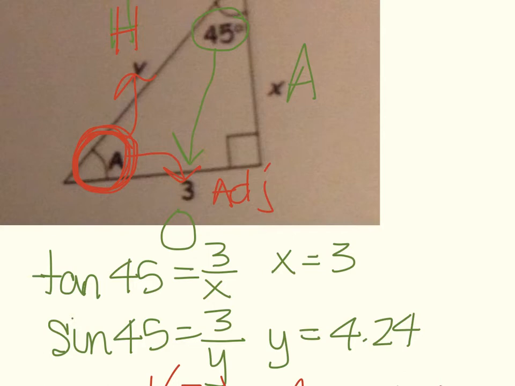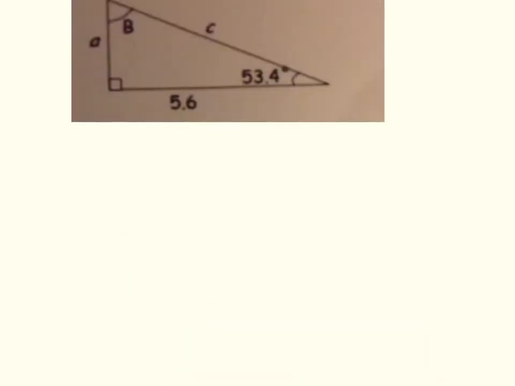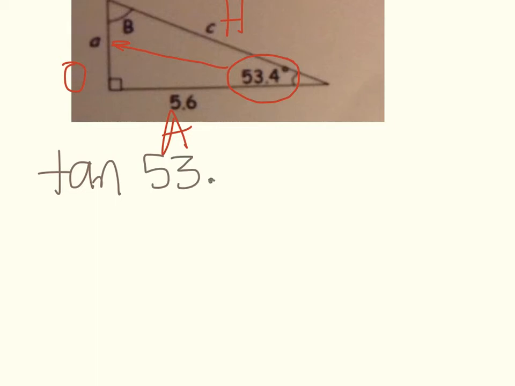Let's try the next one. Alright, again, I have a right triangle. I'm going to start with my reference angle, 53.4. I'm going to identify the sides. This is the opposite of the reference angle, adjacent, and hypotenuse. So if I wanted to solve for A, I could use the opposite over the adjacent. So I have the tangent of 53.4 equals the opposite, A, over the adjacent, 5.6.